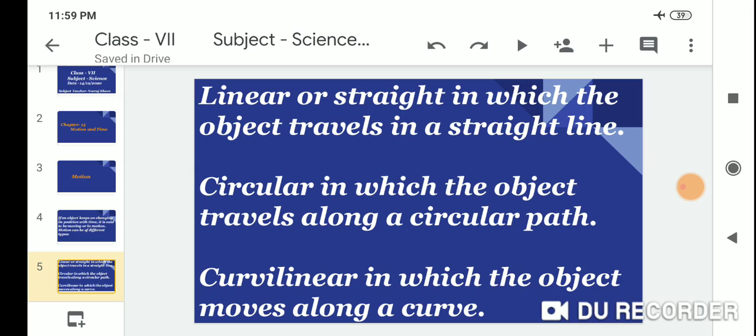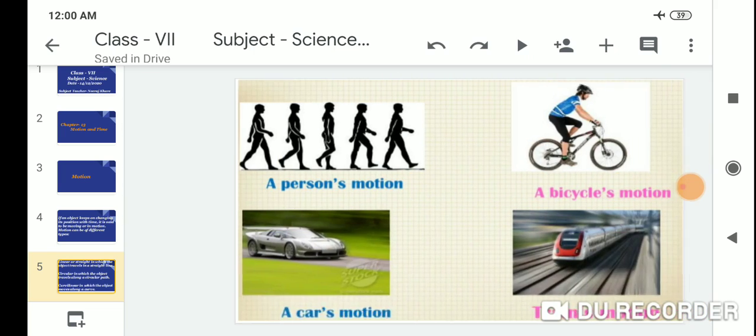Second is circular motion, in which the object travels along a circular path, for example a fan. Third one is curvilinear motion, in which the object moves along a curve, so it's called curvilinear motion.